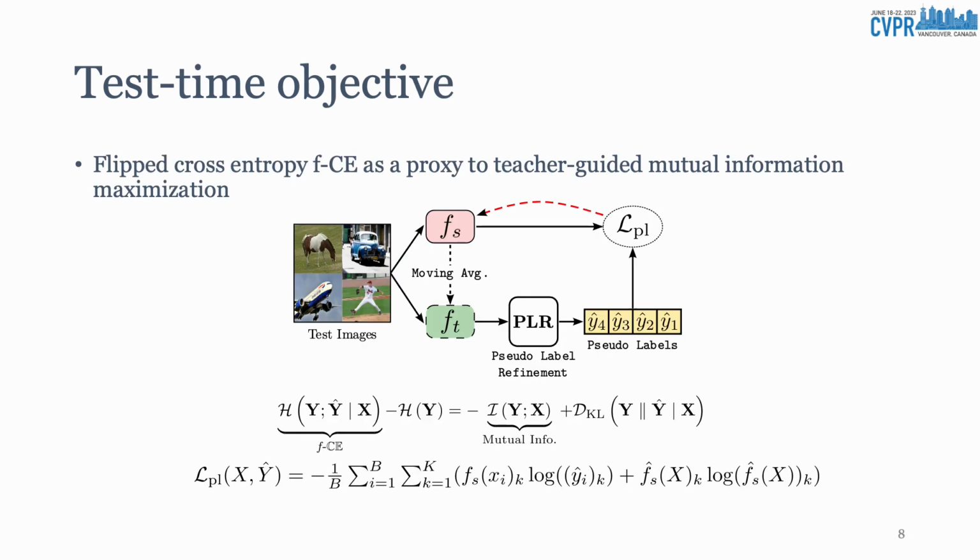We propose flipped cross entropy as a proxy to teacher-guided mutual information maximization. The student model FS is adapted on the test images by minimizing the proposed test time objective LPL using the high-quality soft pseudo-labels obtained from the teacher model FT and pseudo-label refinement module PLR.